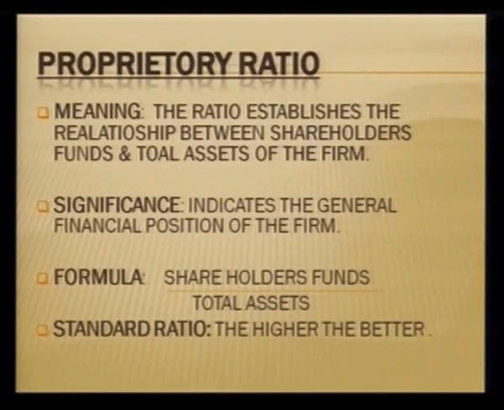The second aspect of the ratios is the proprietary ratio, which establishes the relationship between the shareholders fund and the total assets of the firm. Total assets here would mean the fixed assets, the current assets as well as the investments. The basic purpose of calculating the proprietary ratio is to indicate the general financial position of the firm, and the formula used is the total shareholders funds upon the total assets.